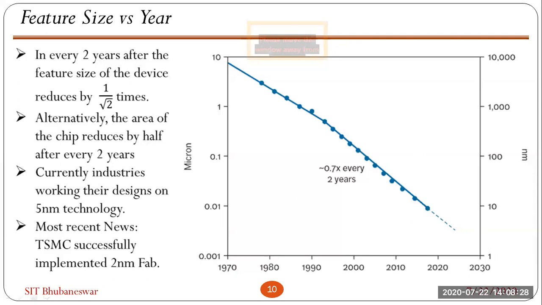If you are getting doubt, then you can ask. This thing is very, very important. Just remember why it is 1 by root 2: because 1 by root 2 into 1 by root 2 will be half. According to Moore's law, every 2 years the area of the chip will be half. I've written that thing also. Alternatively, the area of the chip is reduced by half after every 2 years. Currently, industry is working on designs at 5 nanometer, but recently we got the news of 2 nanometer.